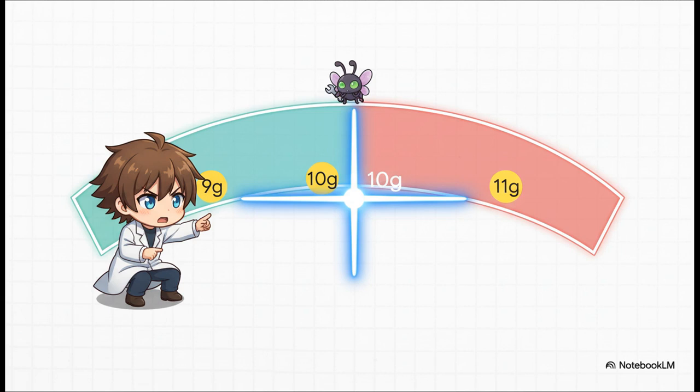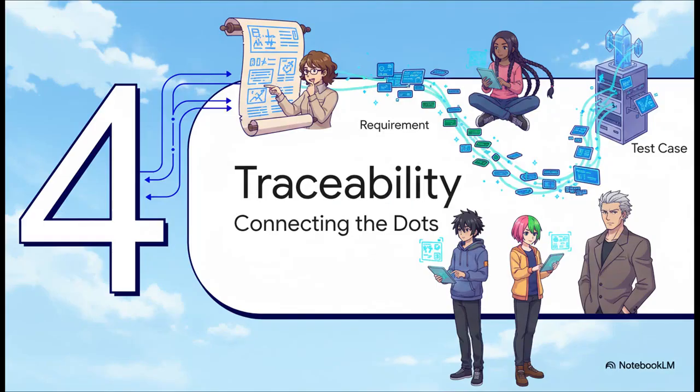Let's look at that boundary at 10 grams. Instead of just picking a random number, BVA tells us to test 3 specific points. We test the value right on the boundary, so 10. We test the last valid value just inside the boundary, which would be 9. And we test the first invalid value just outside the boundary, so 11. By testing right around that edge, you are so much more likely to catch those classic off-by-1 errors that programmers sometimes make.